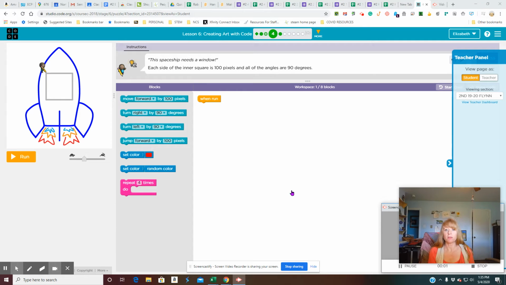Hi, creating art with code can be a tricky programming game for a lot of students. To start, they need to understand angles. And an angle is the distance traveled between two lines. You can see my hands in an L shape. The distance traveled between these two lines is often called a right angle or a 90-degree angle.